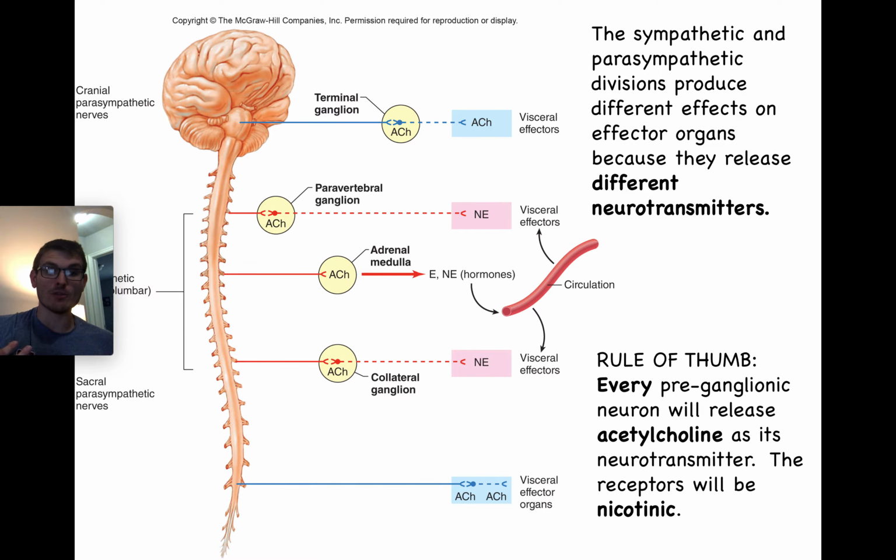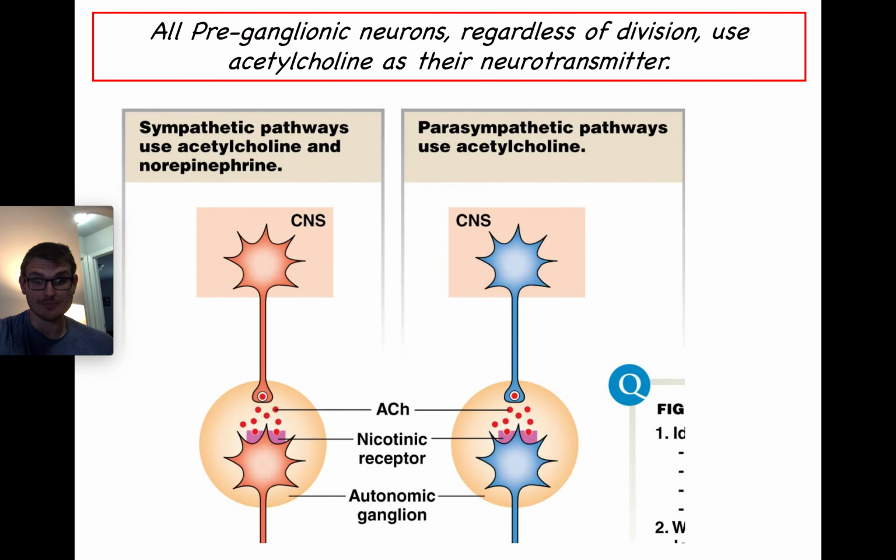And this is the really beautiful thing about this. It's really going to help your studying. Preganglionic neurons, regardless of whether it's parasympathetic or sympathetic, they all are going to release acetylcholine, all of them. That's our rule of thumb that we can follow here. You're not going to have to remember, okay, this preganglionic neuron does this, this preganglionic neuron does this. You can just remember every preganglionic neuron, regardless of what division it comes from, is going to release acetylcholine. And the receptor that it's going to activate is going to be a nicotinic receptor. So we can see that on display here.